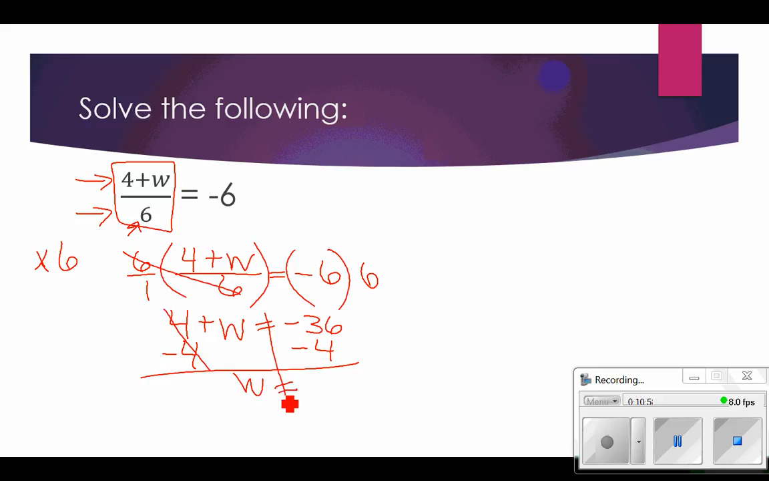W equals, make a T-chart. I have 36 and 4 on the same side because they're both negative. When they're on the same side, you combine all of their points. So the negative team has 40 points. So your final answer, W equals negative 40.